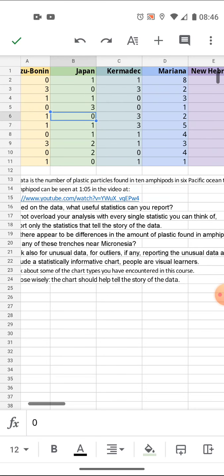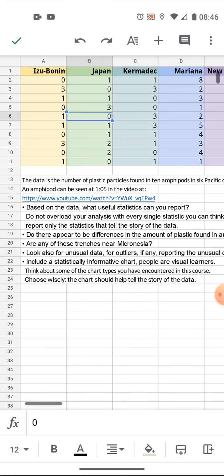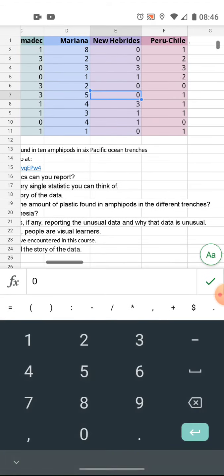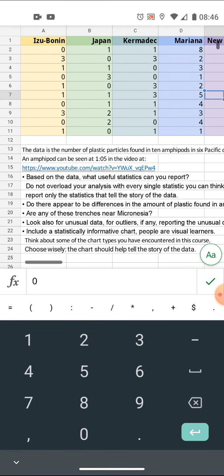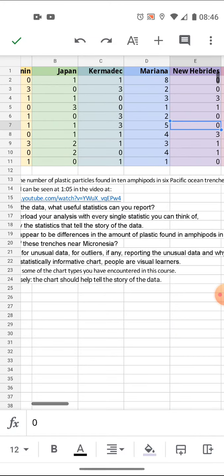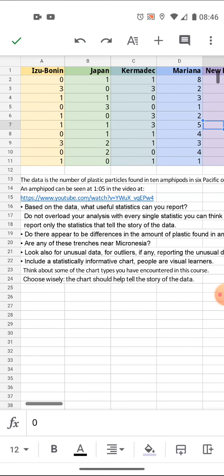Some don't. The zeros would mean they had none in them. They happened to take 10 from each trench. That's what they did. So you've really got 6 samples here, and consider that your population, if you will. That's all we've got. Nobody else has gone back down to collect amphipods, so that's all we've got to work with, are these 10 amphipods. So what can you tell me about this data?